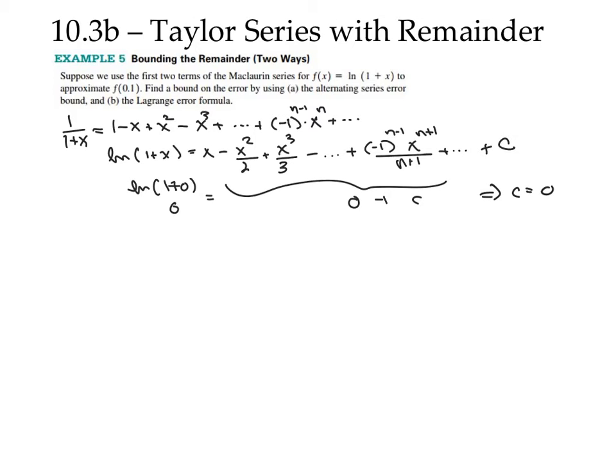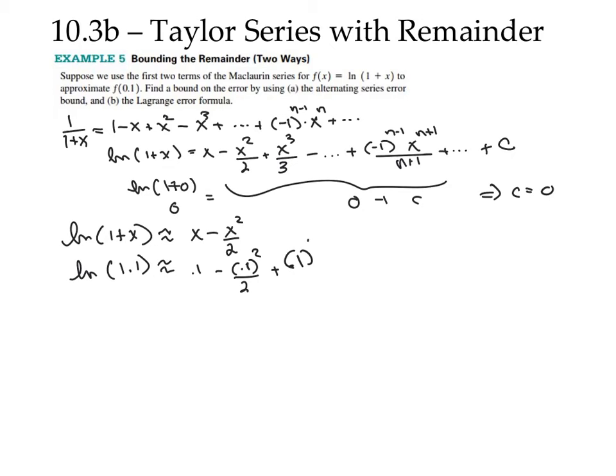All right, so we're supposed to take just the first two terms of this series, and we're supposed to figure out the remainder when x is 0.1. And we just want to look at the first two terms.